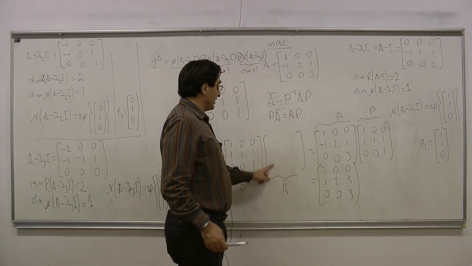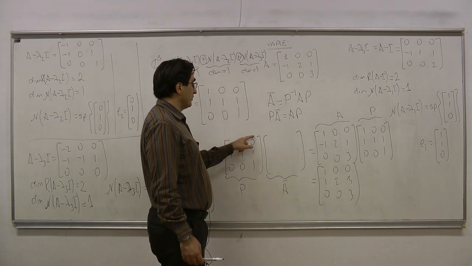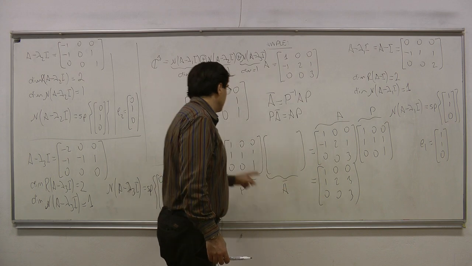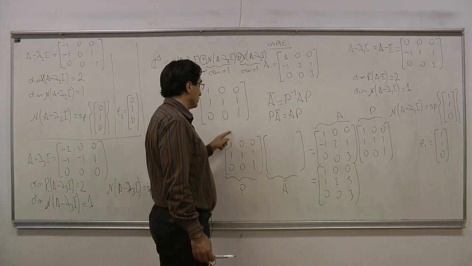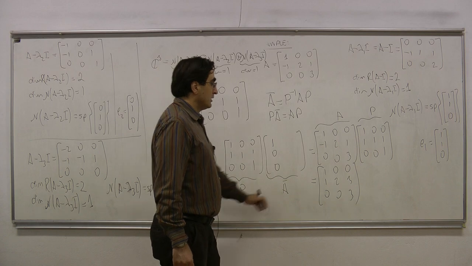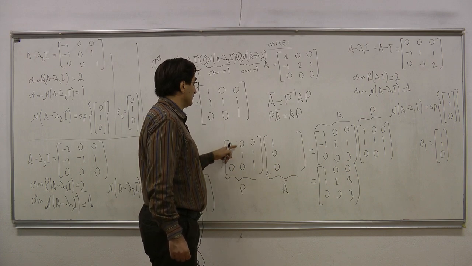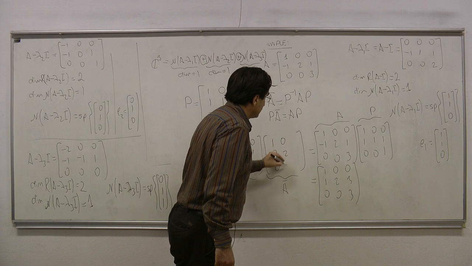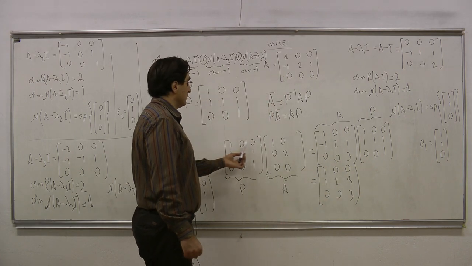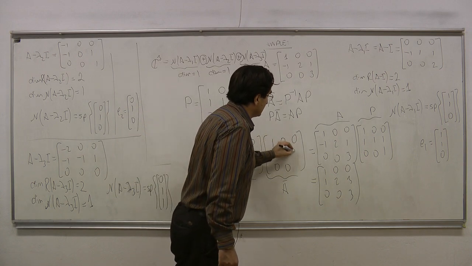In order to find the first column of A bar, I will express 1, 1, 0 as a linear combination of the columns of P. The coefficients would be 1, 0, 0. That is going to be my first column for A bar. If I express 0, 2, 0 as a linear combination of the columns here, the coefficients would be 0, 2, 0. These coefficients would be the second column of A bar. And finally, if I express 0, 3, 3 as a linear combination of the columns of P, the coefficients would be 0, 0, 3. This is going to be the third column of A bar.